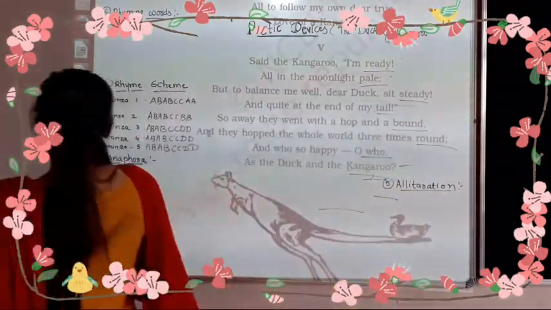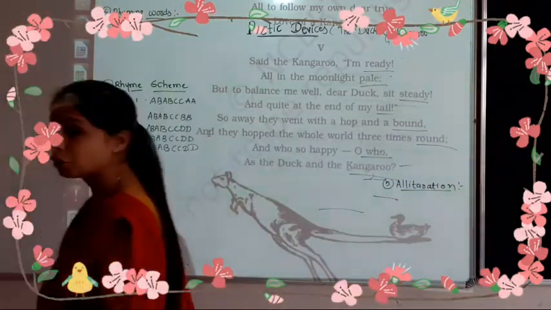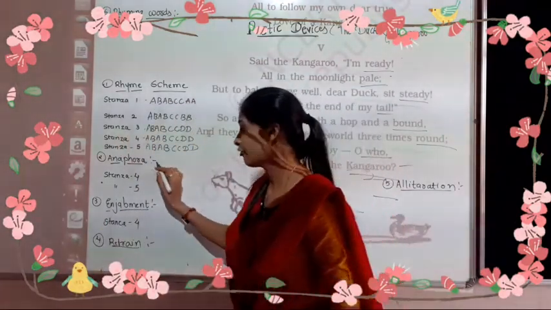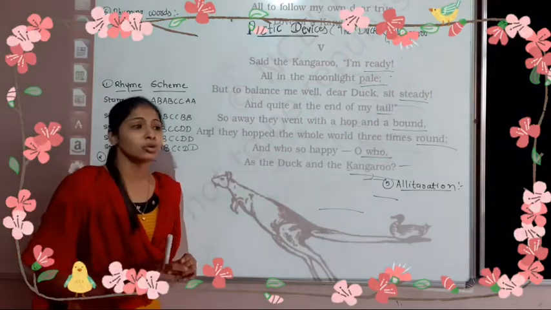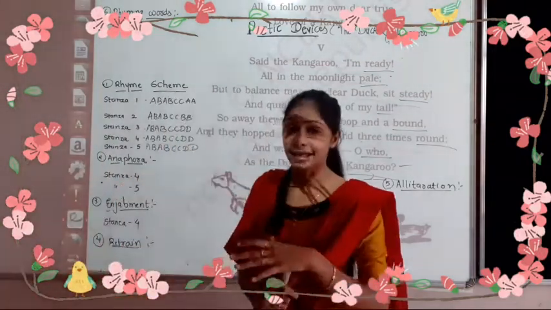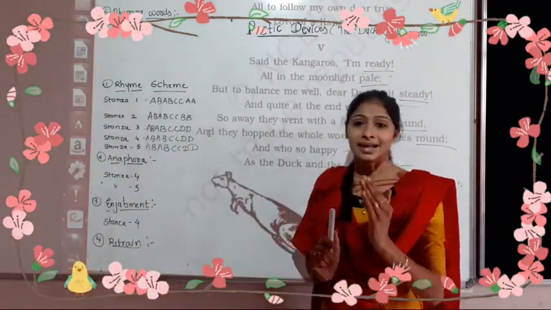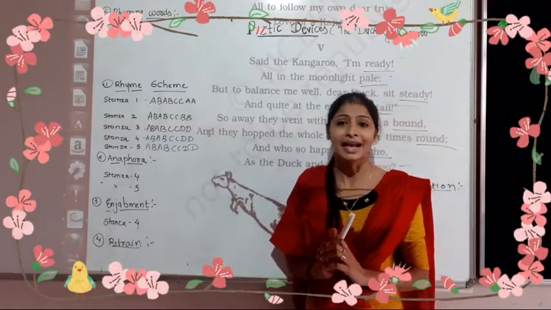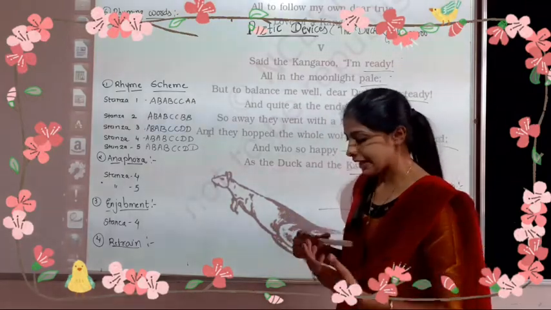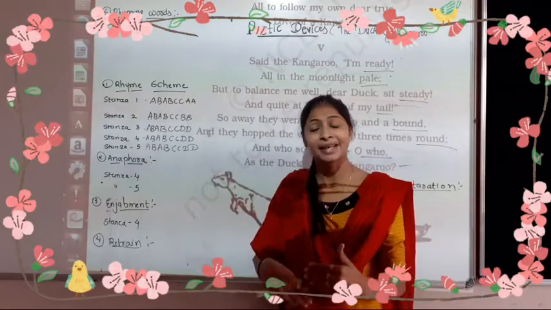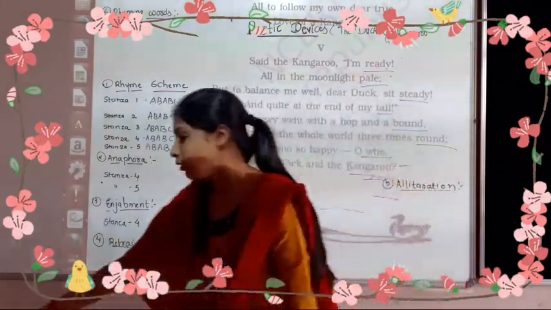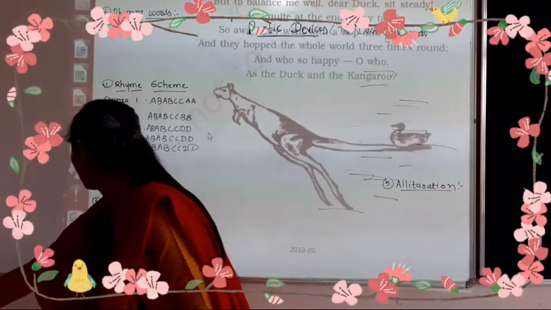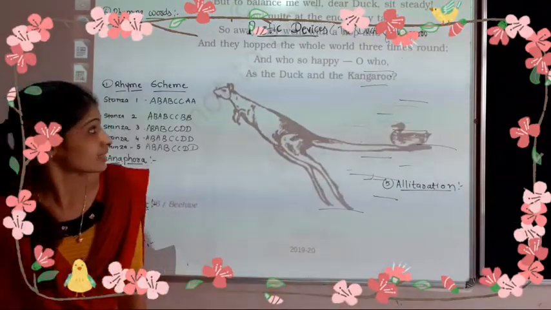Now we'll see next, the figure of speech used by the poet is anaphora. Anaphora means what, students? You people know that if one word is there in the stanza, it starts a particular line, and then after that the same word is repeated in the next line, that becomes the anaphora. See, we'll see stanza number 4, its example.